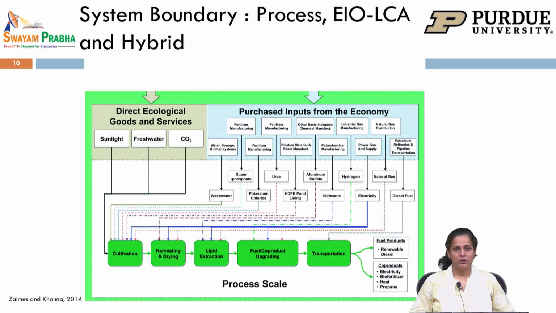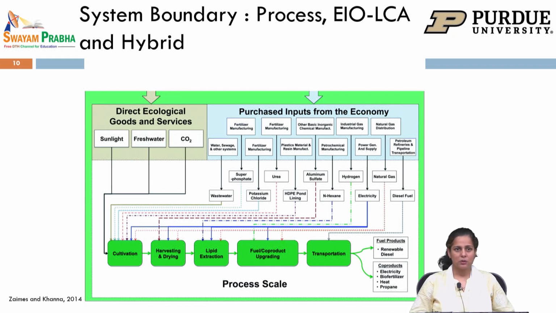This is an example showing the differences in system boundary for process, EIO and hybrid LCA. The figure that you are looking at shows an example of manufacturing of algal biodiesel. If you think about the life cycle stages of algal biodiesel, it starts with the cultivation phase, where you have the cultivation of algae in a pond or in a photobioreactor.